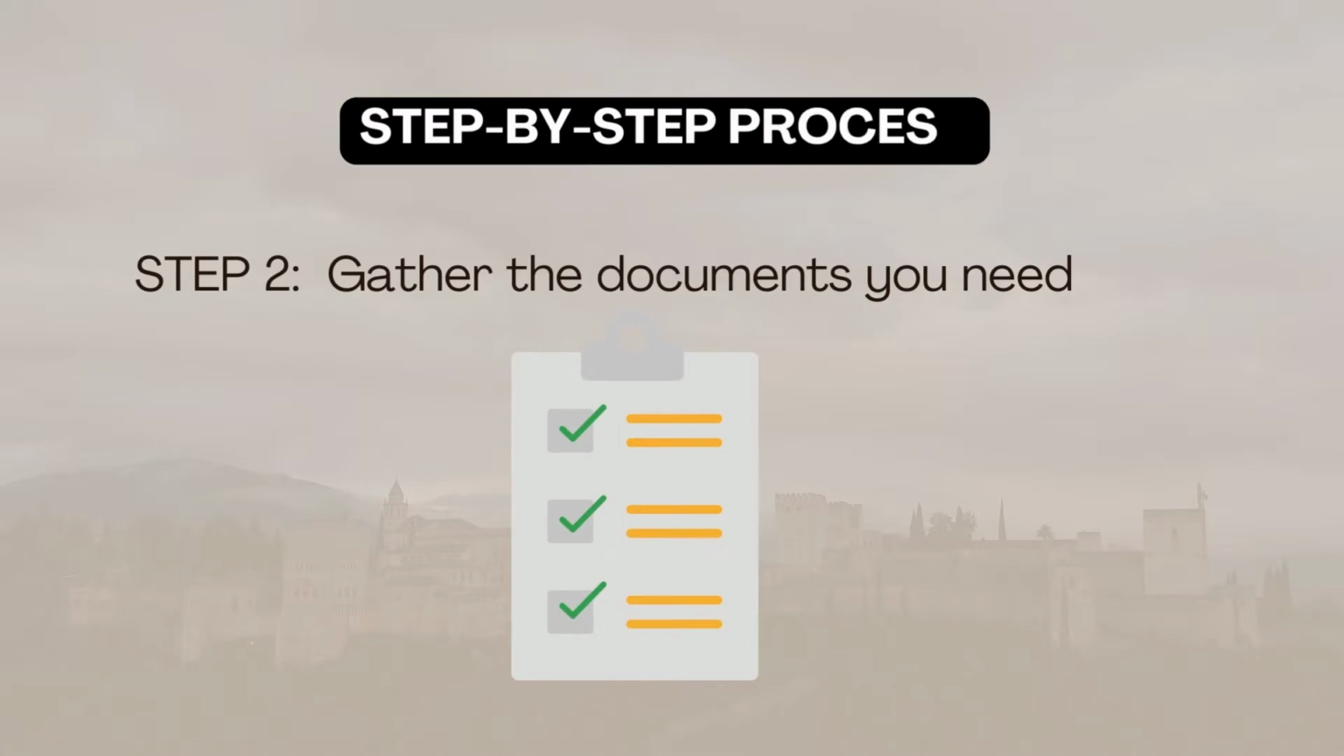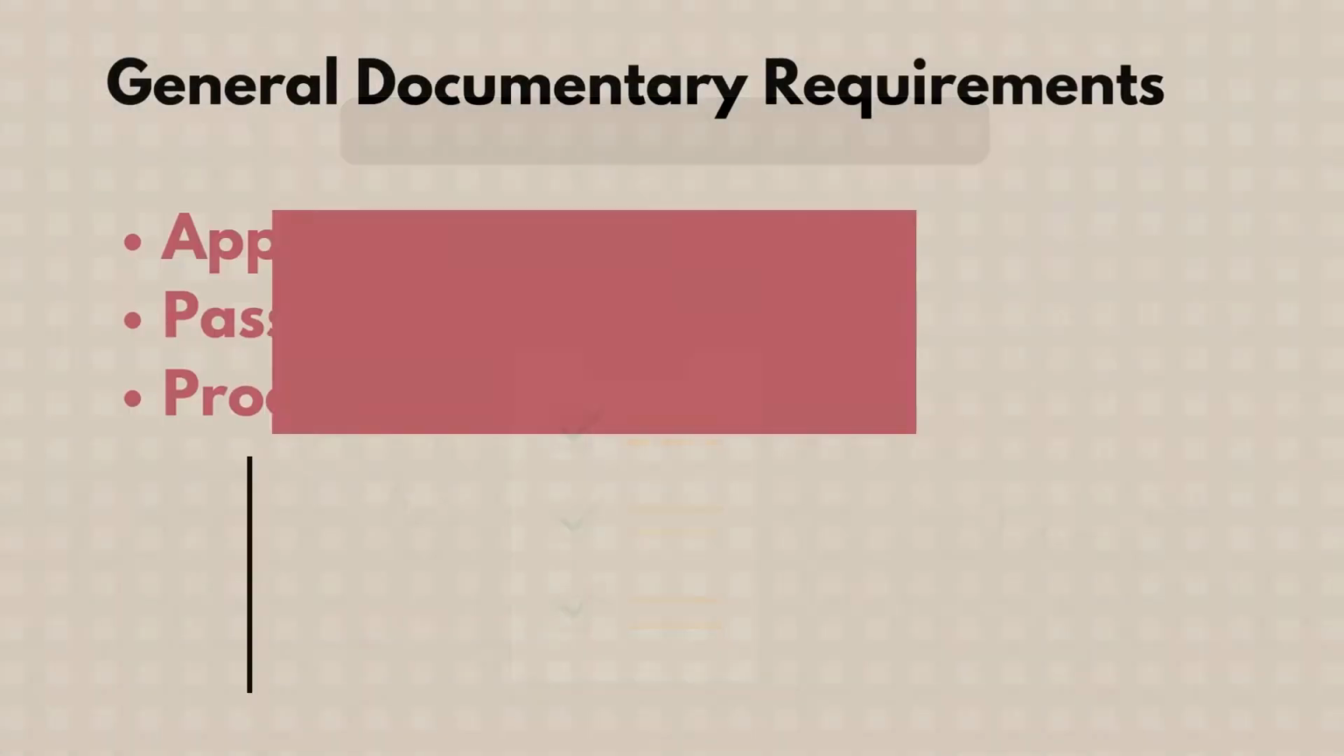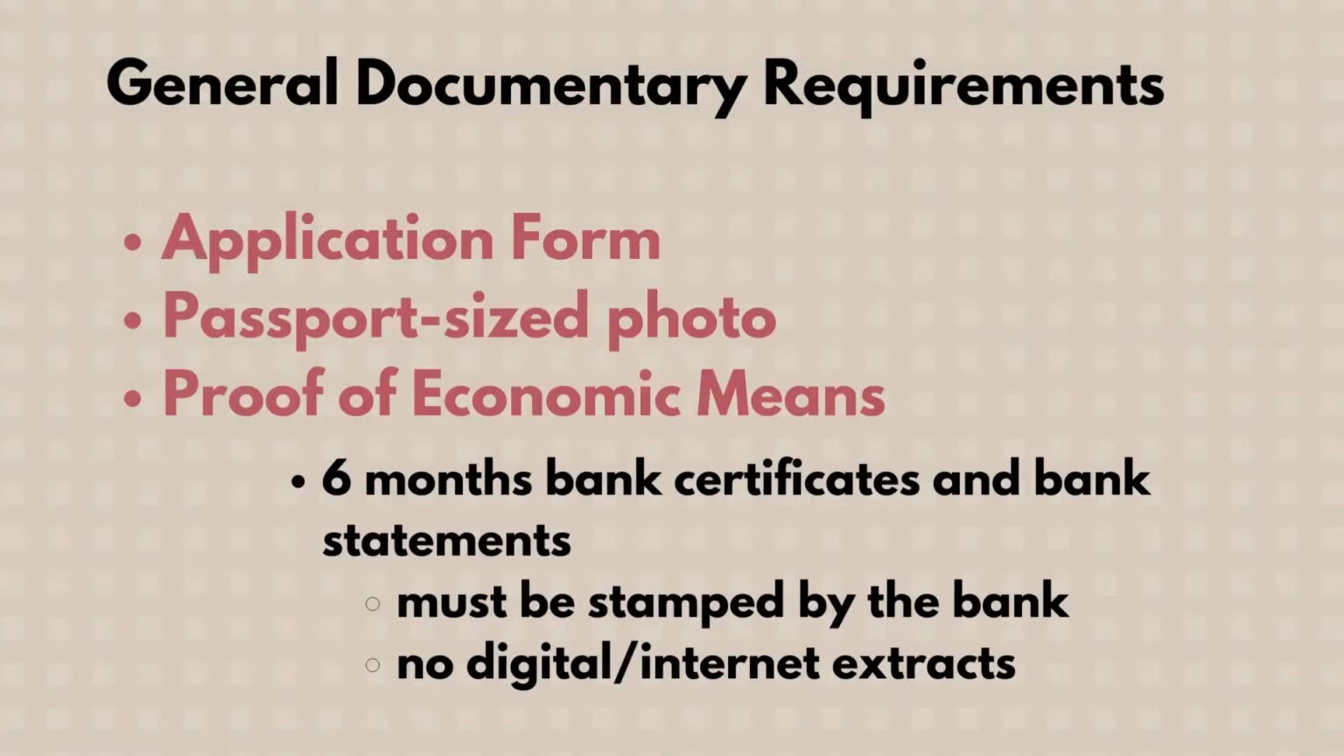Step 2. Gather the documents that you will need. So here's a list of the general documents that you will need as a traveler, whether you are traveling for tourism or for a private visit. So first off, you would need an application form. If you do not know how to fill that out, you can watch this video. You need a passport size photo, your proof of economic means.